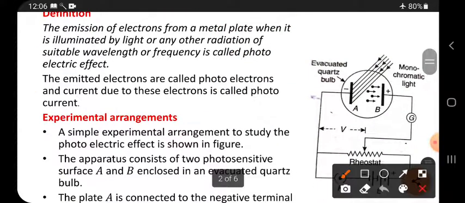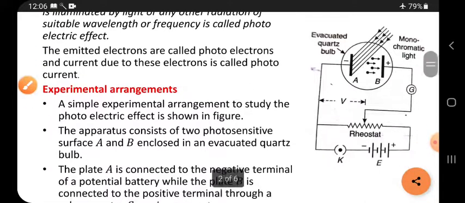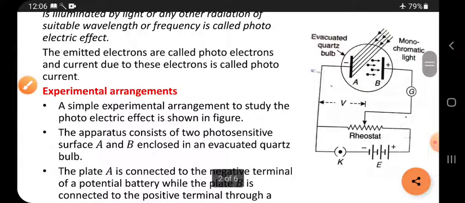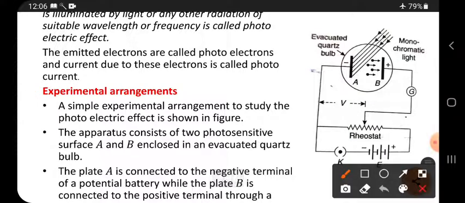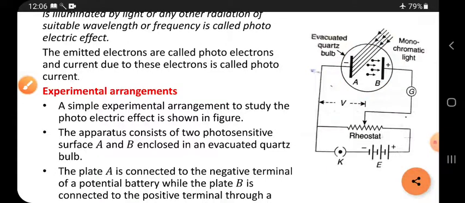And see here, the emitted electrons are called photoelectrons. Electrons which are emitted in this process are called photoelectrons, and the current due to these electrons is called photocurrent. Okay, and see the diagram, it is given. This diagram explains the experimental arrangement.